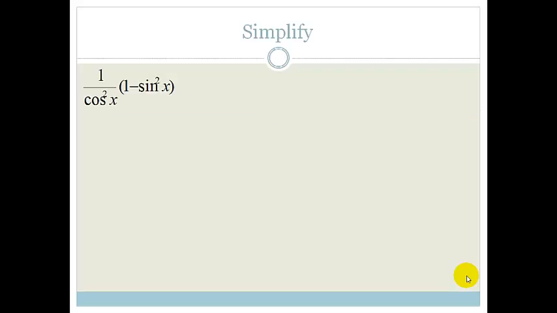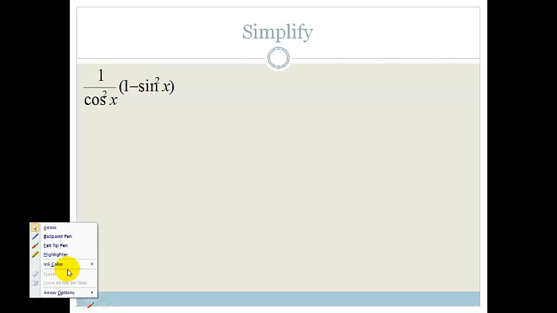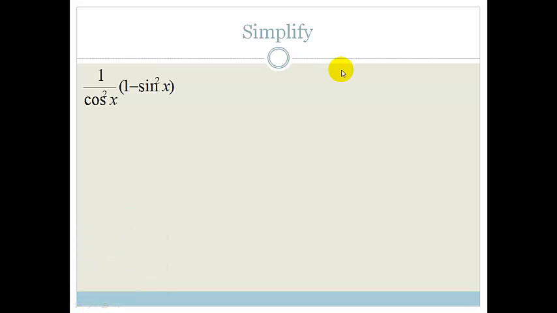It says simplify 1 over cos squared x times 1 minus sine squared x. So we want to simplify this. But now the trig identities that we've learned are, sorry, just let me get my pen out. We have that sine theta over cos theta equals tan theta, but we also have that sine squared theta plus cos squared theta is equal to 1.